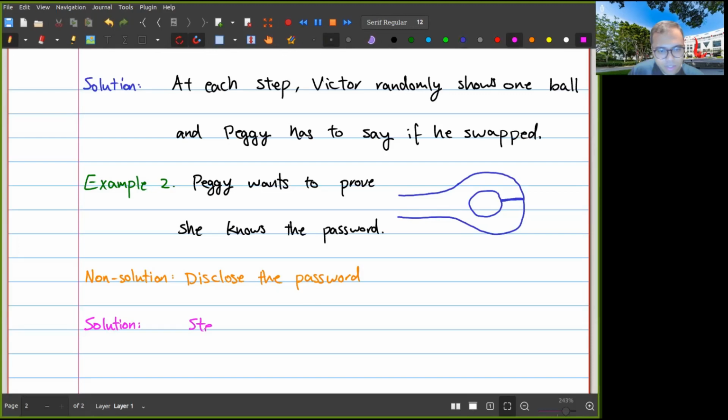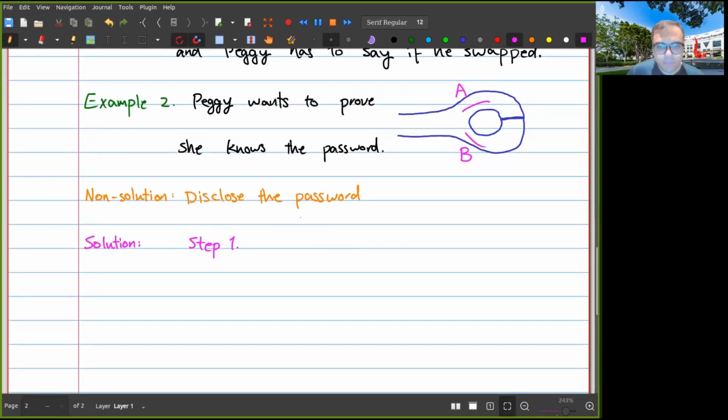So in step 1, Peggy enters the cave, and let's actually give these two entrances 2 different names. So let's say this is entrance A and this is entrance B. So in step 1, Peggy enters the cave, and she gets to choose which entrance she uses, and Victor doesn't see which entrance she took. So the way this works is that she just goes in, takes one of these entrances, and Victor stands far away here. So Victor can see that Peggy went in, but Victor cannot see which entrance Peggy took.